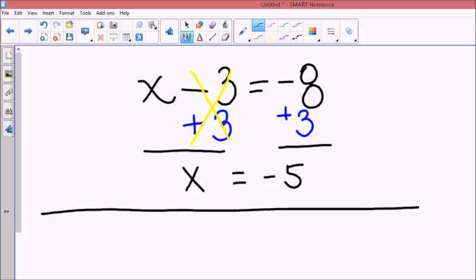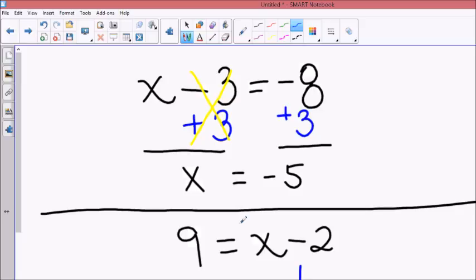Now the one thing to keep in mind is our properties of equality are true regardless of which side our x is written on. So maybe I have 9 equals x minus 2. I'm still trying to get that x all by itself on one side of the equal sign, and so I get rid of a -2 by adding that 2 to both sides. 9 plus 2 is 11. -2 plus 2 is 0, so all that remains on the right side of that equation is an x.